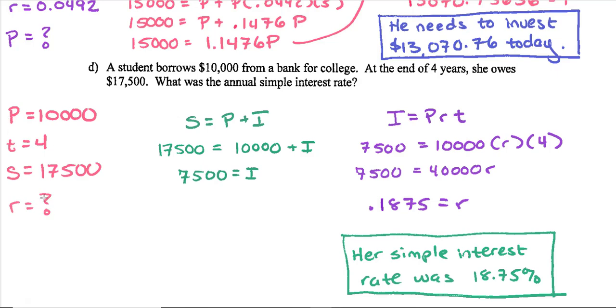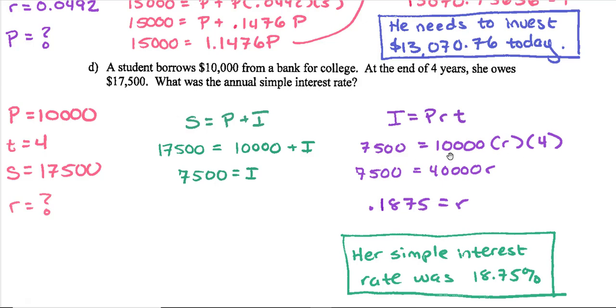We don't know R. But notice I don't have my simple interest. But I know that future value is equal to your principal value plus your interest. So the $17,500 is equal to $10,000 plus the simple interest. Solve for I, and you can see that she's paying back $7,500 in interest. So now we know that I is 7,500. So now we can plug in I, P, and T and solve for R.